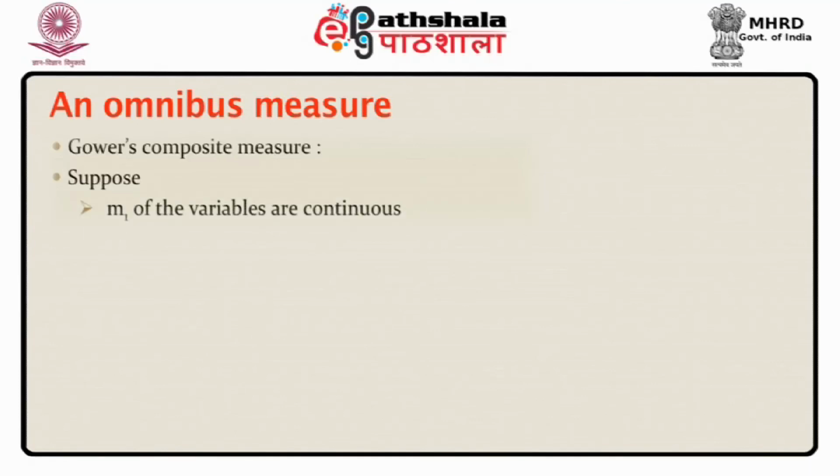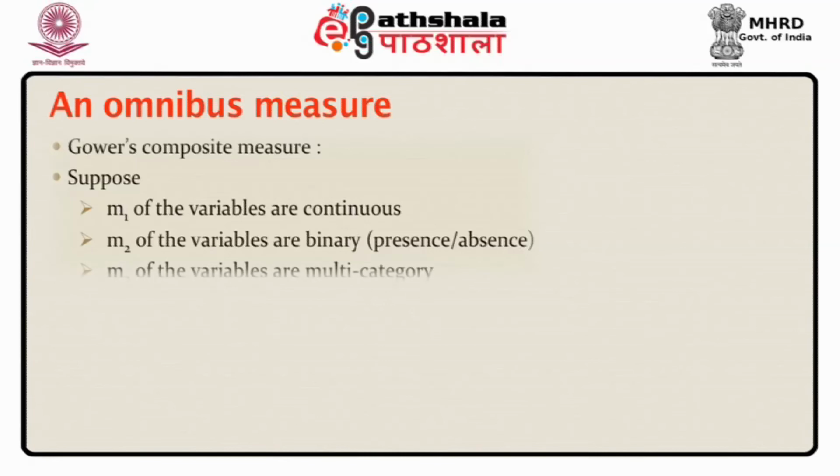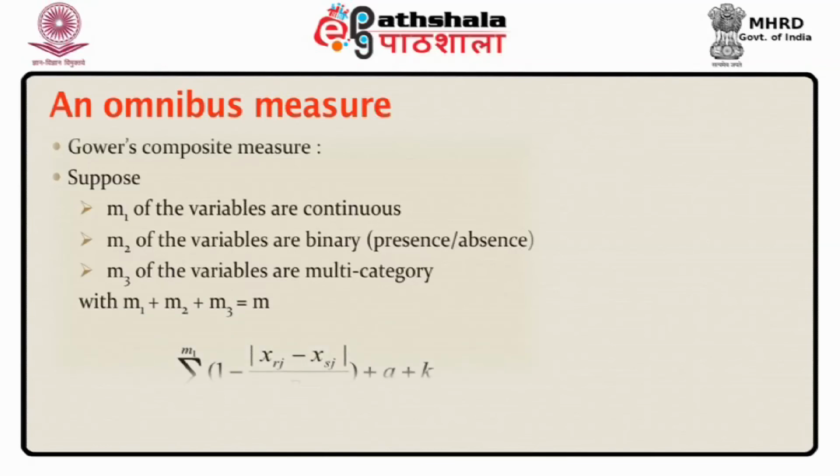Now, the composite measure assumes that out of the m variables, suppose m1 of them are continuous, m2 of the variables are binary, and we are assuming that they are presence or absence type of variables. m3 of the variables are multi-category. Of course, m1 plus m2 plus m3 should sum up to m. So, m1 of the total number of variables is continuous. We have m2 binary and m3 multi-category variables. And then the composite measure is given by this formula here.